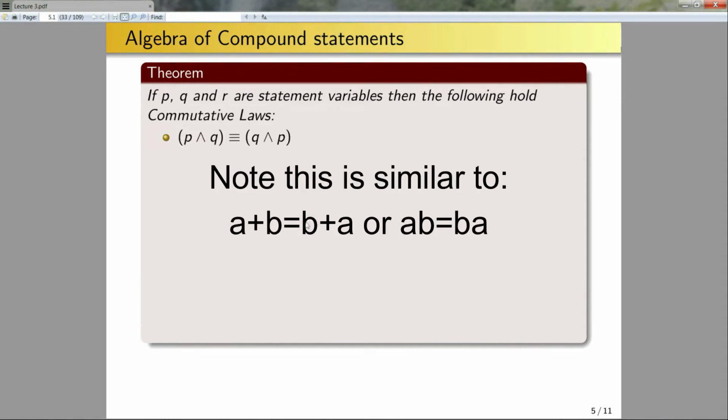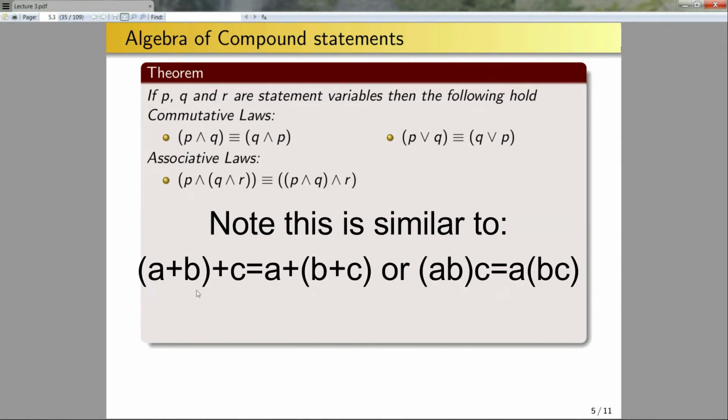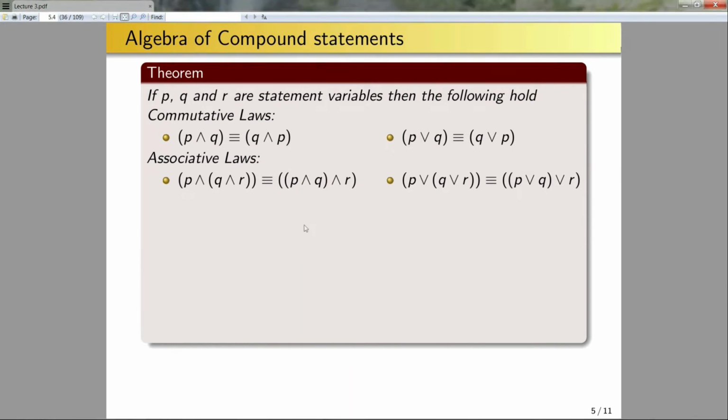So we have some commutative laws. P and Q is equivalent to Q and P. Similarly, P or Q is equivalent to Q or P. It doesn't matter what order I use. We also have some associativity laws. So P and (Q and R) is logically equivalent to (P and Q) and R. Similarly, I have the same type of law just for or instead of and. Okay, these are nice laws. What else do we have?